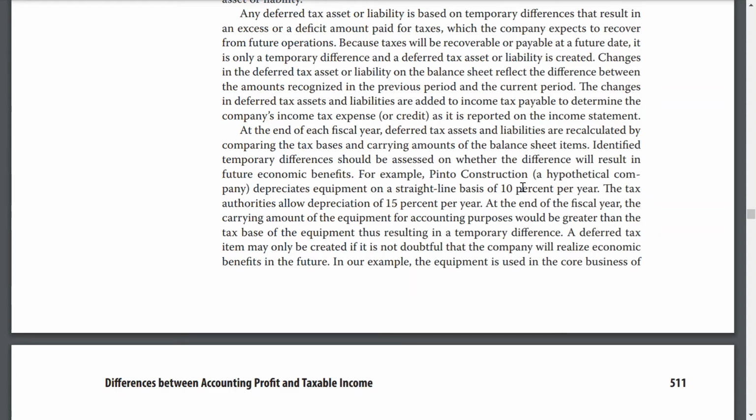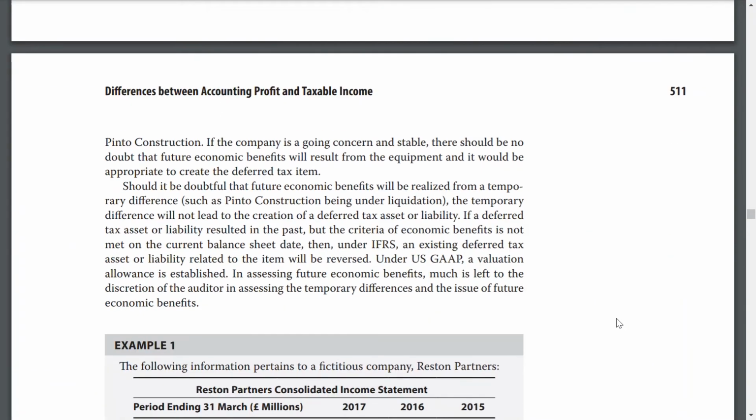The tax authorities allow depreciation of 15% per year. At the end of the fiscal year, the carrying amount of the equipment for accounting purposes will be greater than the tax base of the equipment, thus resulting in temporary differences. A deferred tax item may only be created if it's not doubtful that the company will realize economic benefit in the future. In our example, the equipment is used in the core business of Pinto Construction.